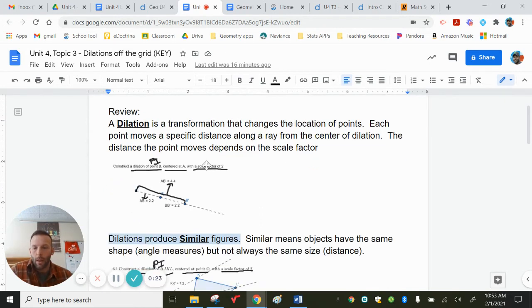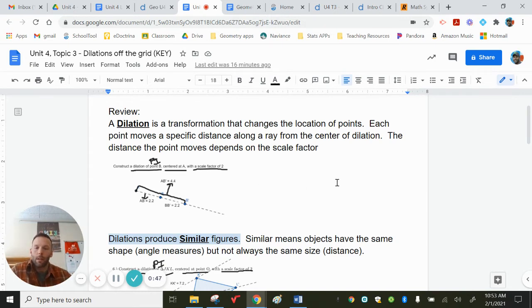the scale factor. So this was from topic 1, where the point B transformed to the point B prime by moving along this ray that goes through the points A and B, where A was the center of the dilation, and it moved to this exact spot because it has to be on this ray, and the distance from A to B prime has to be twice the distance from A to B.